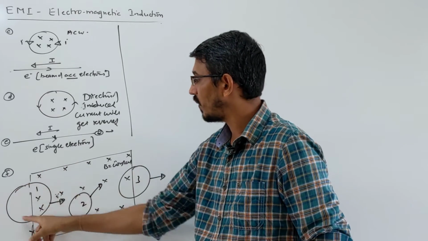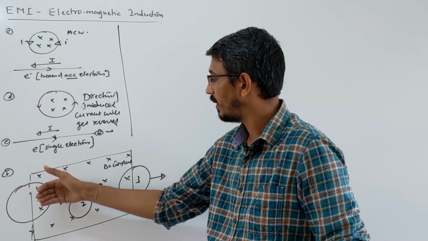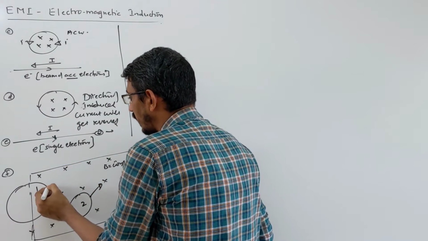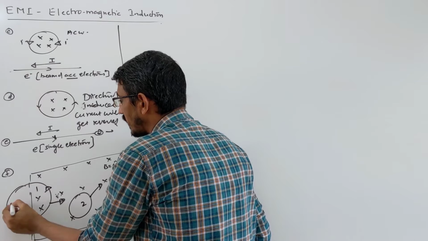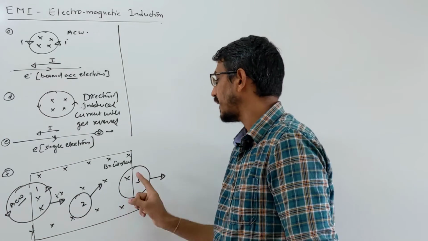So how to get outward flux in this, or outward field? You have to grab it in your hand. So the direction of current in this will be what? Anti-clockwise, ACW, right? Tell me. Okay, let's check this case.